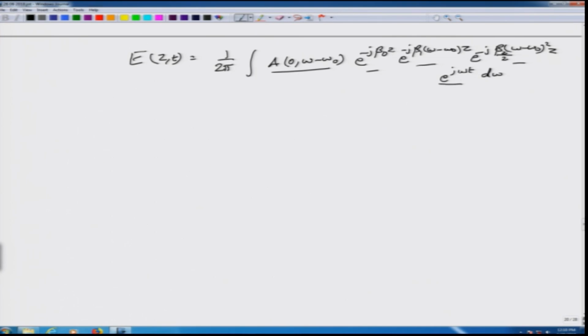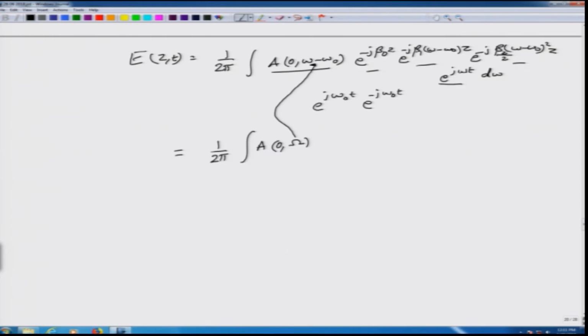Now look at this: this entire thing is a function of omega minus omega 0 rather than omega. So, I can multiply inside the integral the quantity e power j omega 0 t and e power minus j omega 0 t, so that the product is equal to 1 and I have not changed anything. Once I do that, I have a term that is entirely a function of omega minus omega 0, which I will call capital omega, where capital omega is by definition the deviation from omega 0, that is, omega minus omega 0.